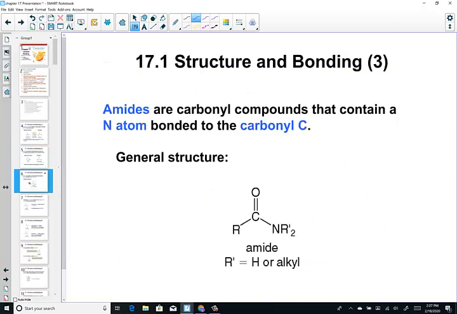And our third and final functional group for this chapter are the amides. These are carbonyl compounds that contain a nitrogen atom bonded to the carbonyl carbon. So right next door, we have a nitrogen. And we will learn that carbonyl carbons bonded to a nitrogen with one hydrogen in each direction. Notice there'll be a lone pair.